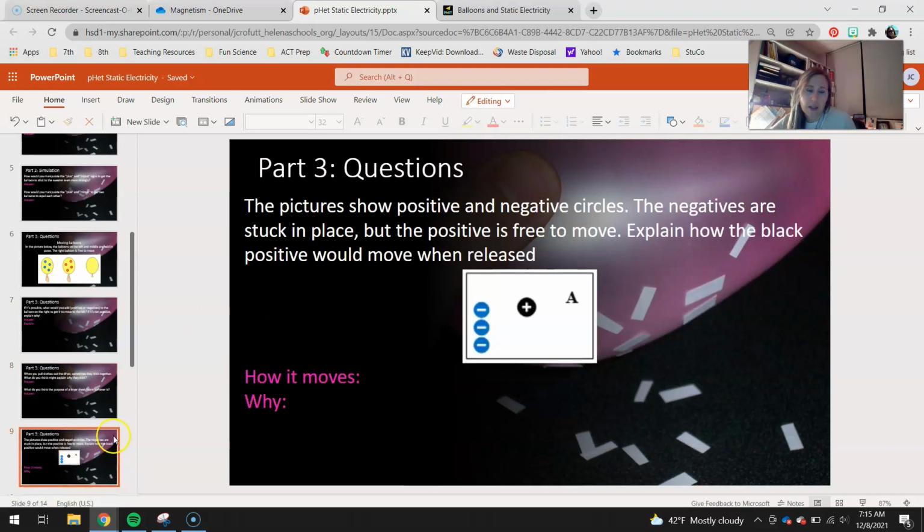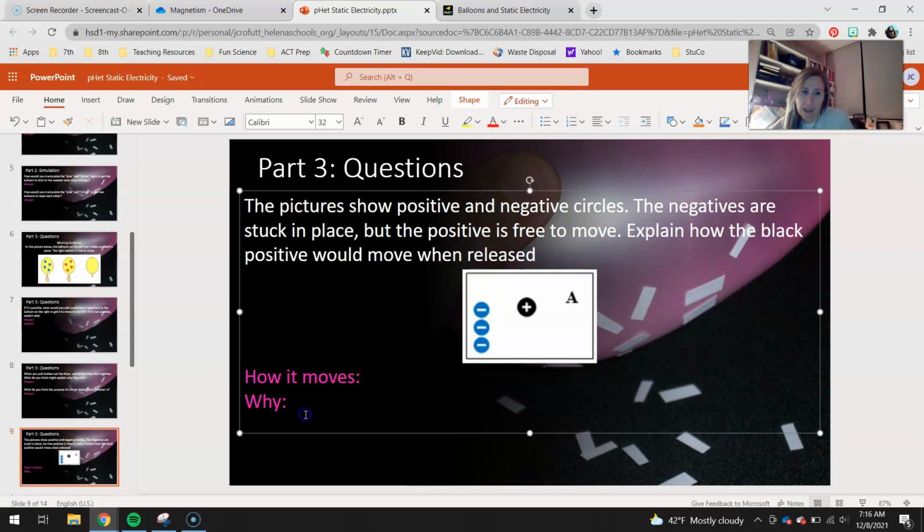The pictures shown show positive and negative circles. So we have these 3 blue negatives and this 1 black positive, or pucks if you want to call them that. The negatives are stuck in place, so these 3 blue ones cannot move, but this black one is free to move. Explain how the black positive would move when released. So if I were holding it down and then I let go of it, what movement would you guys see from that black little puck? So tell me how it's going to move and then explain why it's going to move that way.